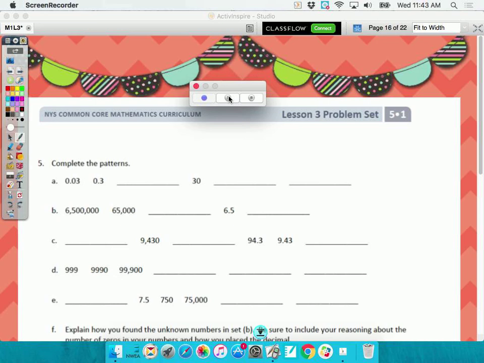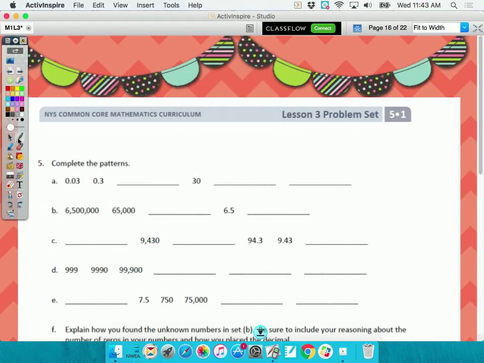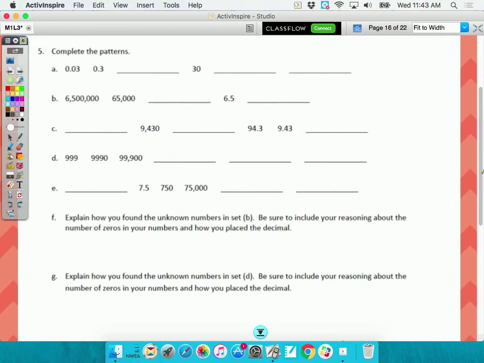So let's talk about number 5. What are we doing on this? Any ideas? Oh, I got it. You got it? What are we going to do? We are going to divide. Okay, she says we're going to divide. Are the numbers getting larger or smaller? Let's look at that first. Smaller. You sure? Yeah, they're getting smaller. Are you sure? Larger. No, they're getting larger.